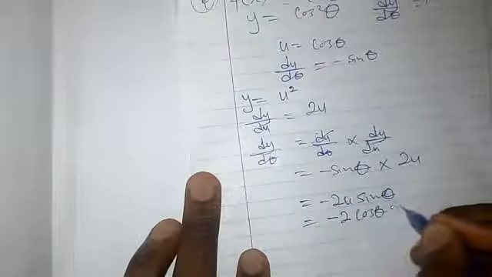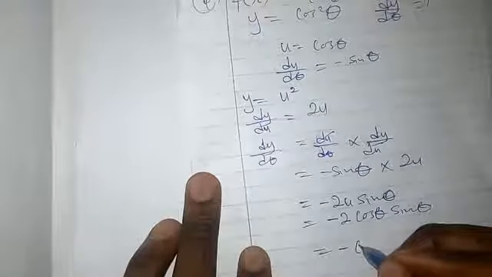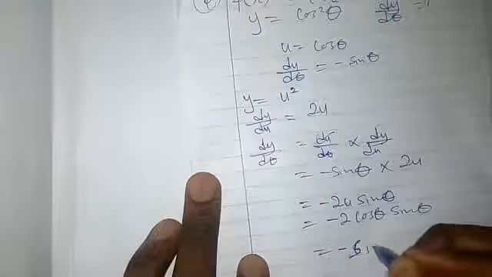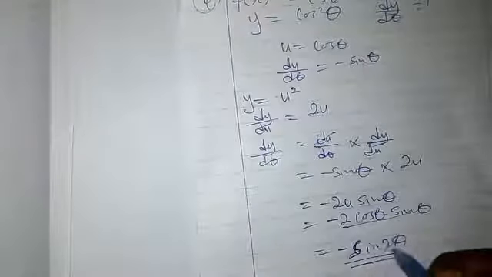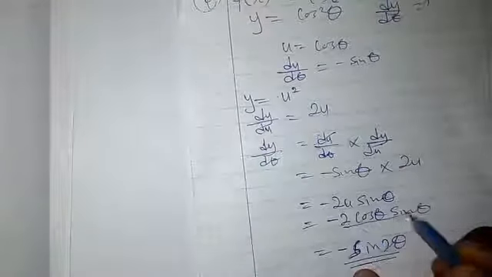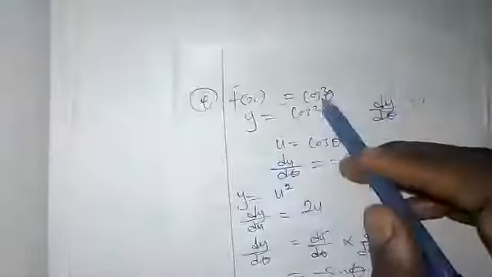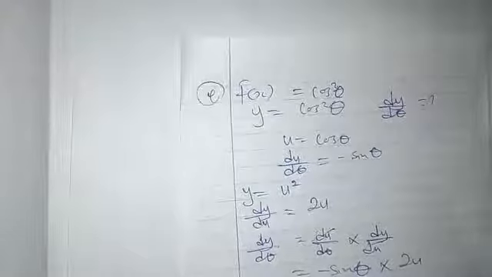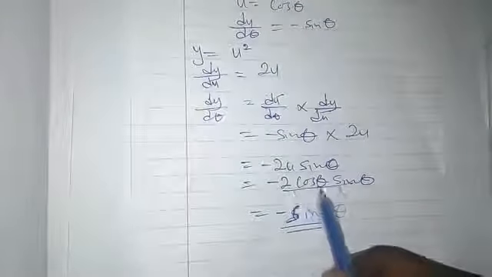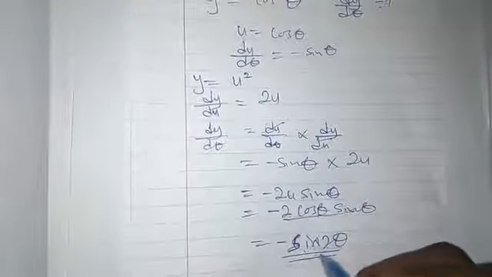That means you have it as minus 2 cos theta sine theta, which is the same thing as minus sine 2 theta. According to trigonometry, sine of 2 angle is 2 sine theta cos theta. So you can represent it in this form. So the derivative of cos² theta is equal to minus 2 sine theta cos theta, or you call it minus 2 cos theta sine theta, which is the same thing as minus sine 2 theta.